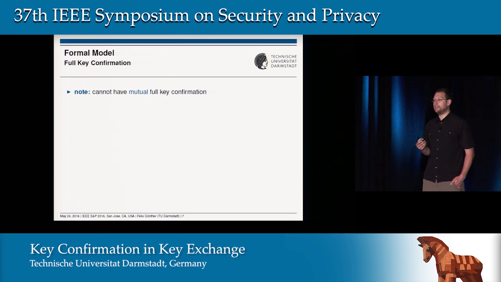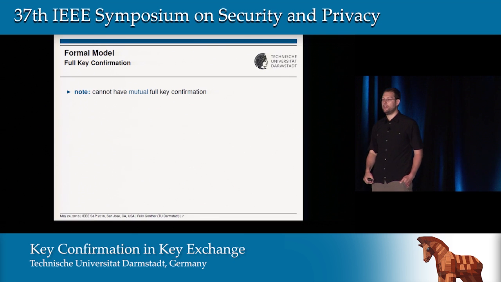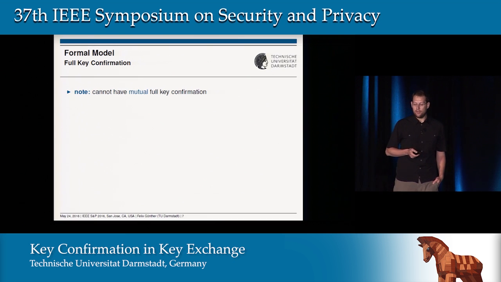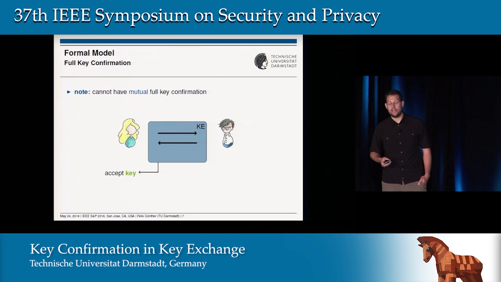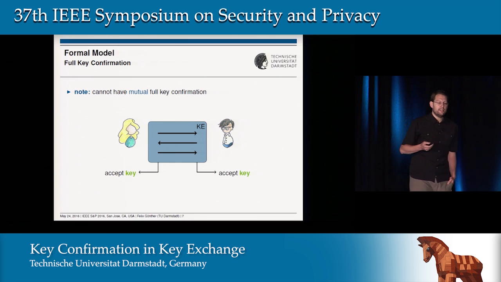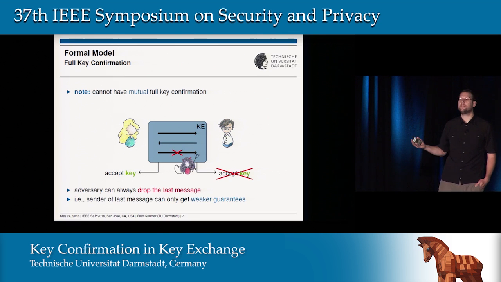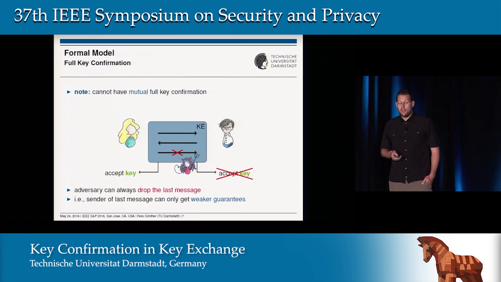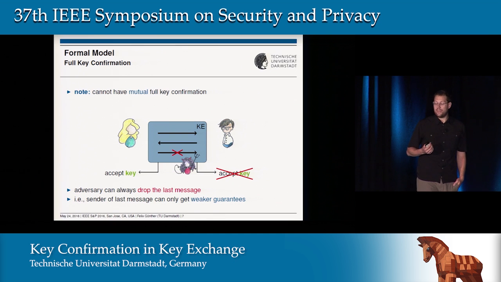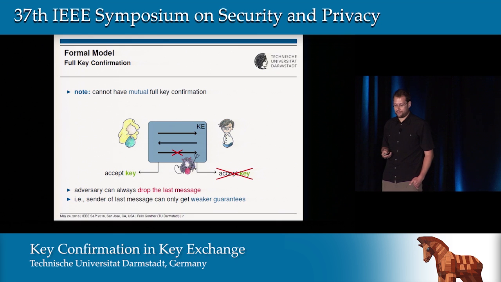So why a second notion? Well, this is because you inherently cannot have this notion of full key confirmation on both sides of the protocol run. Why is this? Let's look at an example. So let's say there's some communication already going on, and then at some point, Alice accepts the key. She sends a last message in the protocol, which makes Bob also accept the key. Now, in any reasonably strong model, an adversary is always allowed to drop this last message, to interfere with the communication, preventing Bob from deriving this key. So in particular, Alice cannot get the guarantee that when she accepts, there is already someone that holds the same key. In particular, whenever you're the sender of the last message, you can only get some weaker guarantees.